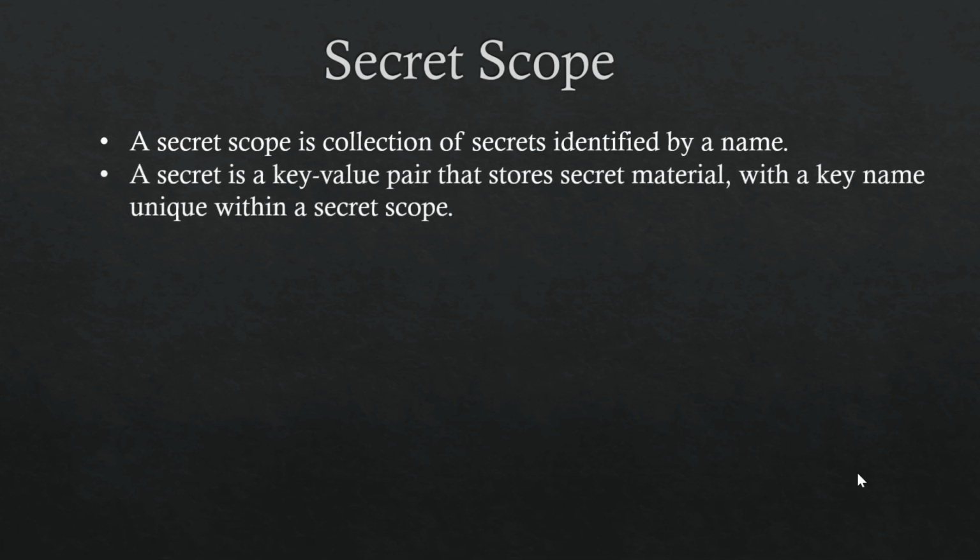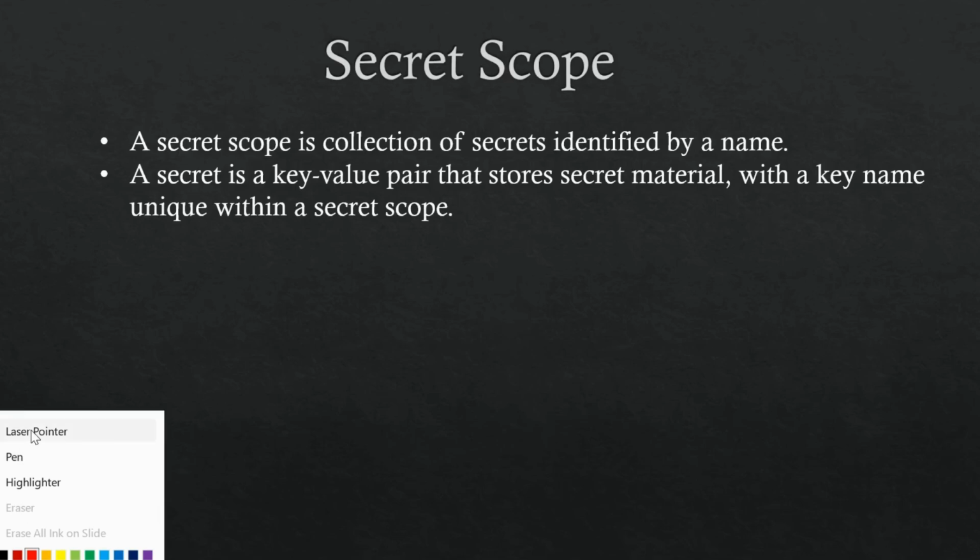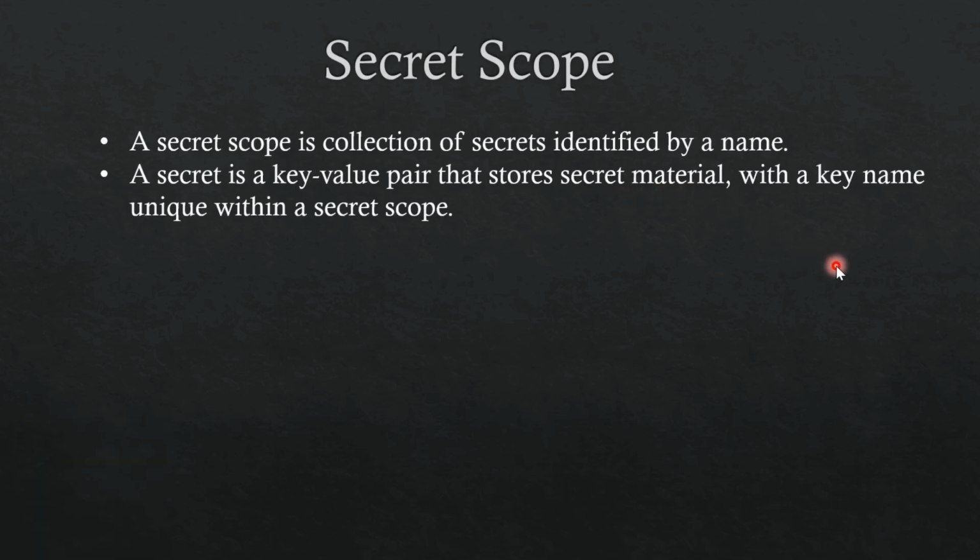A secret is nothing but a key value pair that stores the secret material with a key name unique within a secret scope. So let's try to understand each keyword that we have here. It says it's a key value pair. So whenever you are declaring a secret, it should be in a dictionary format, which should be a key and a value pair, and it stores what? That key value dictionary stores your secret.